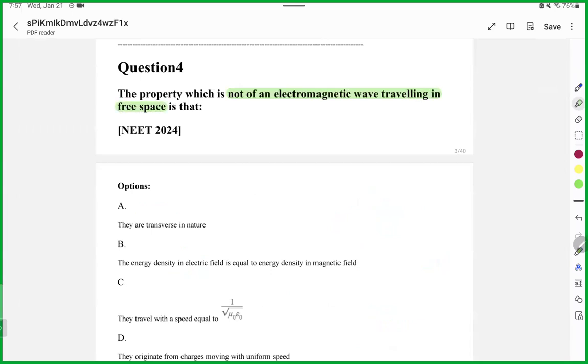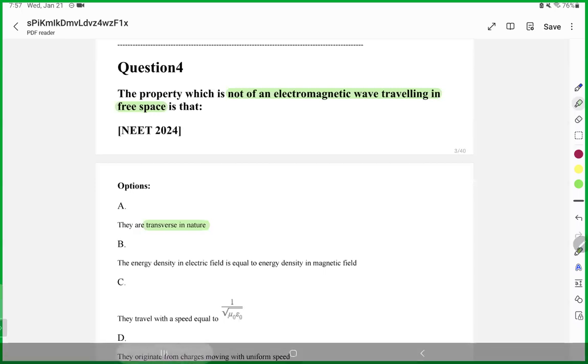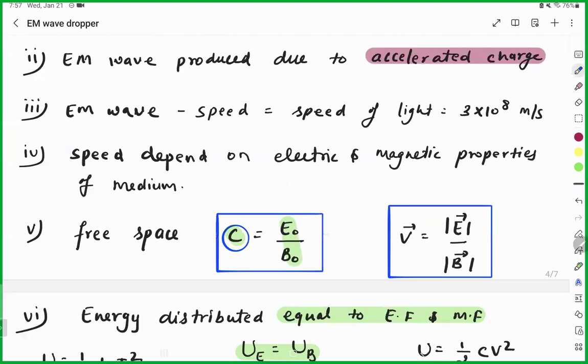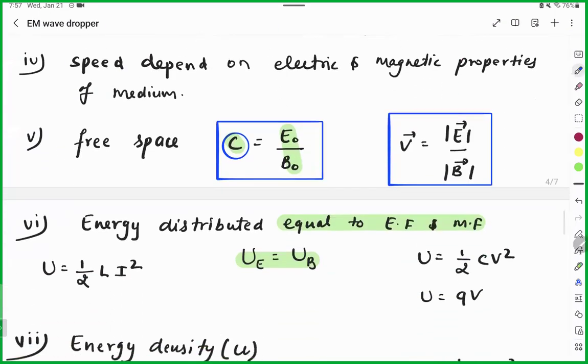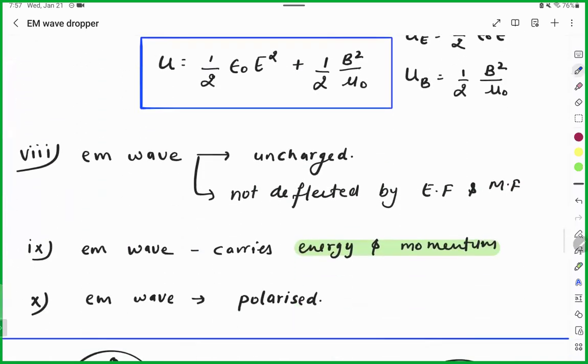See, they are asking about properties. Transverse wave: EM wave is a transverse wave. Is this correct? Did I mention this transverse wave word? Energy density. Okay, then I will add one more line.